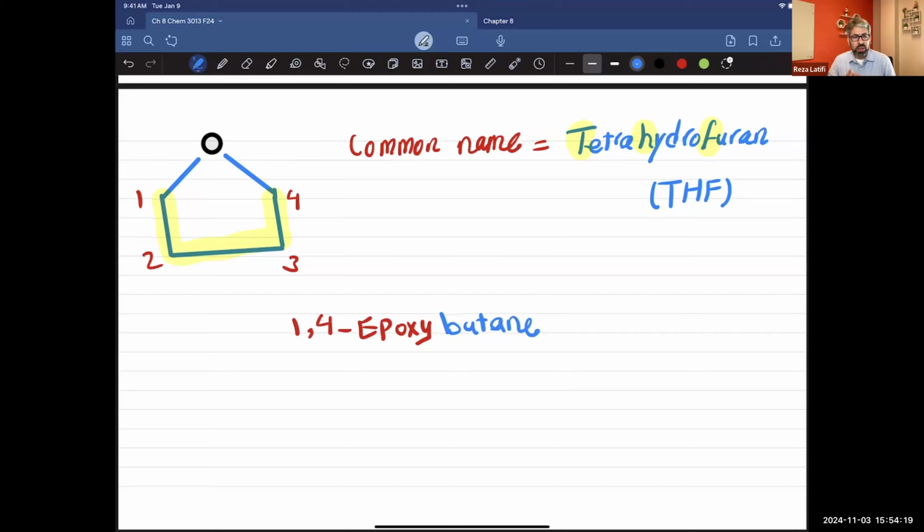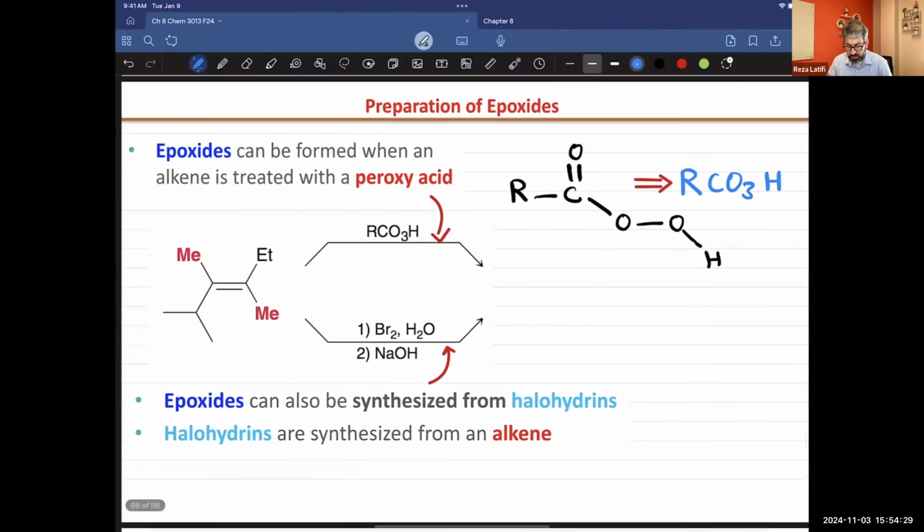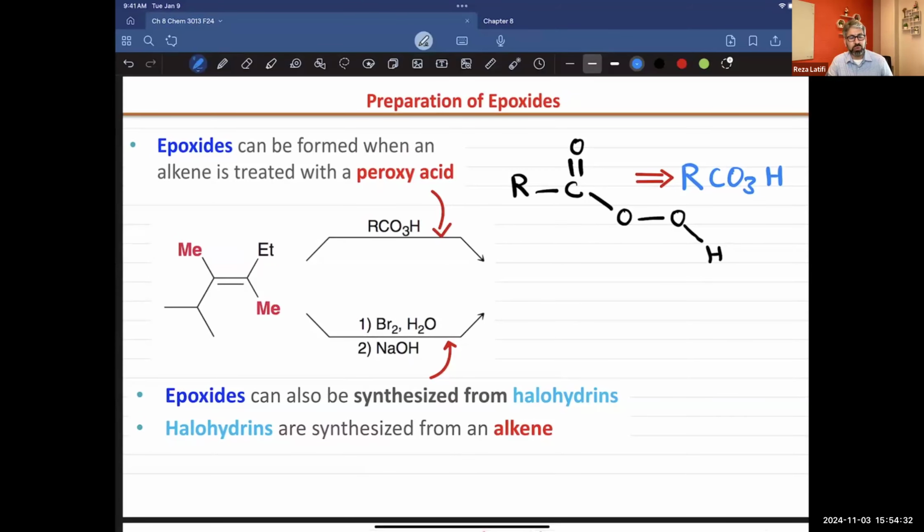Okay, now that we have practiced enough examples about nomenclature, let's go after some chemical reactions and how to prepare them. One common method for preparing epoxide is using peroxy acid. A peroxy acid has a carbon attached to a carbonyl group, and it also has 2 oxygens attached to each other back to back. Whenever you have 2 oxygens attached to each other through a single bond, the correct term for it is peroxide. And it's acidic. Why acidic?